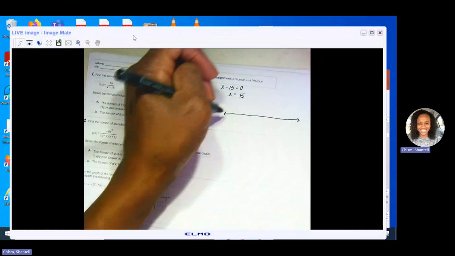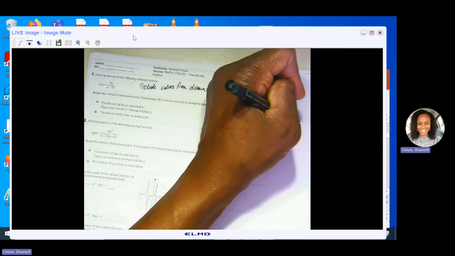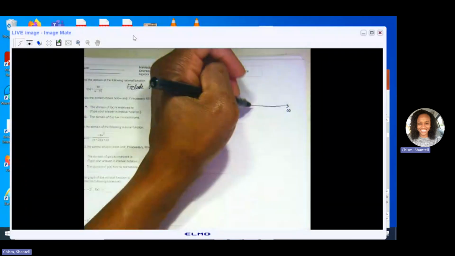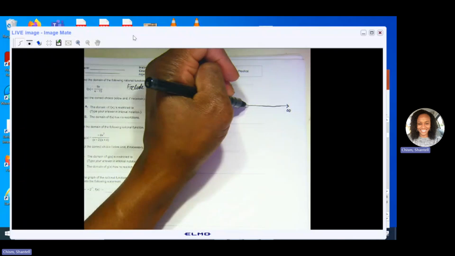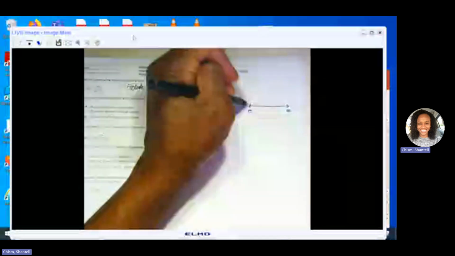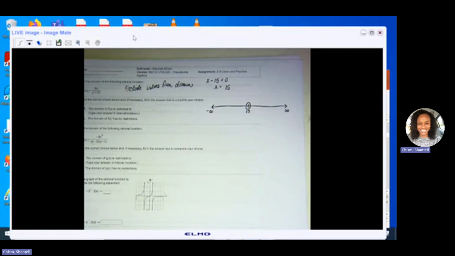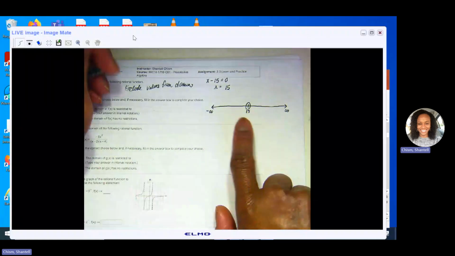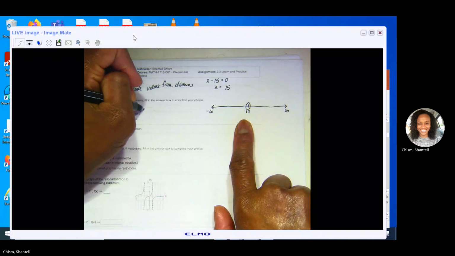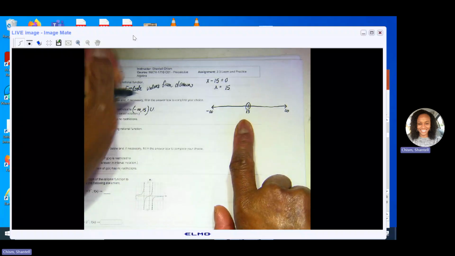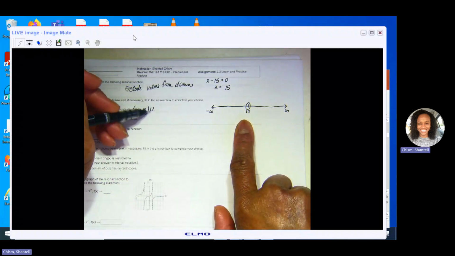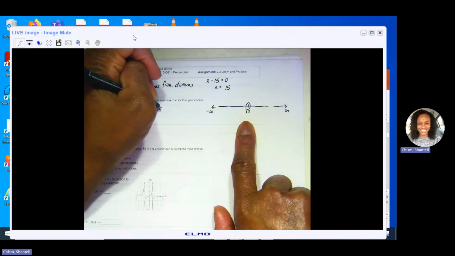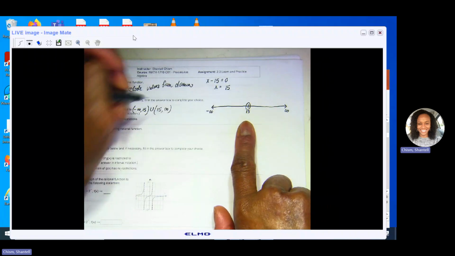So if I look at the number line, it runs from negative infinity to positive infinity, okay? And I'll have 15, let's say somewhere here in the middle, and I have a hole at 15 because 15 is not included. So my domain would run from negative infinity to 15, parentheses, and then the union sign representing or, 15 to positive infinity.